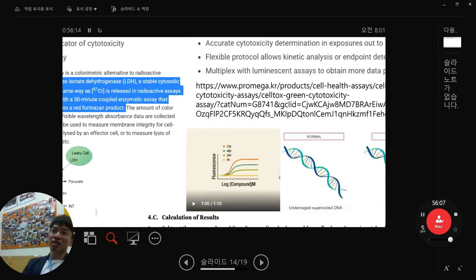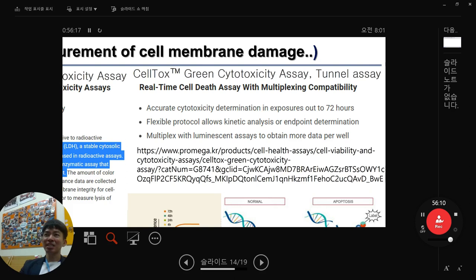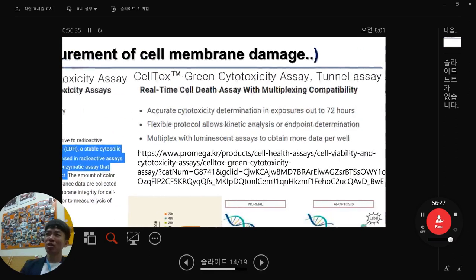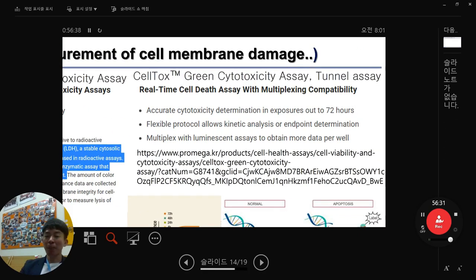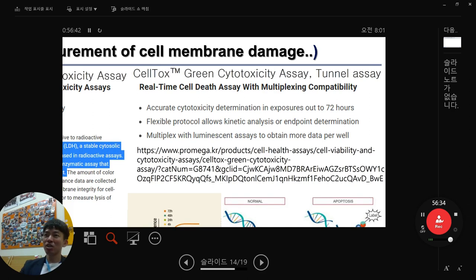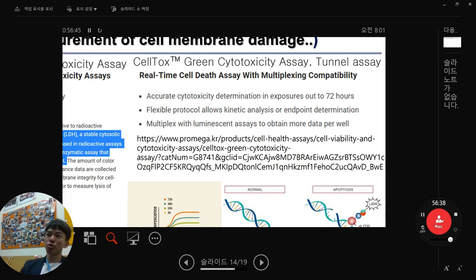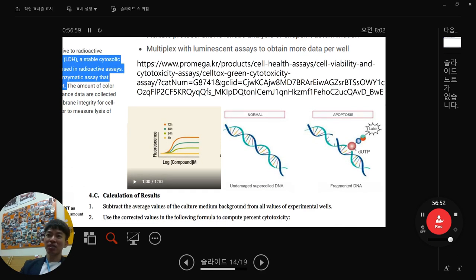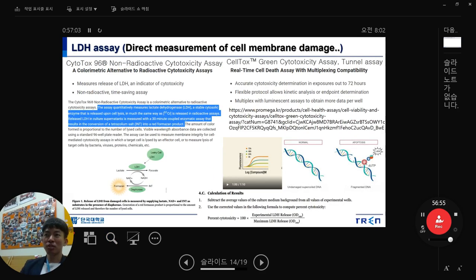Another, more recent way is the CellTox Green cytotoxicity assay, a real-time cell death assay with multiplexing compatibility. When you do the LDH assay, you have to do it at a predetermined time: 1 hour later, 1 day later, 3 days later. But you don't know when they start apoptosis, how they die, or when they die in real time. Here, toxicity determination is pursued out to 3 days, and the protocol allows kinetic analysis and endpoint determination. Multiplexing obtains more data per well. Refer to these things. So I'm going to share this video.